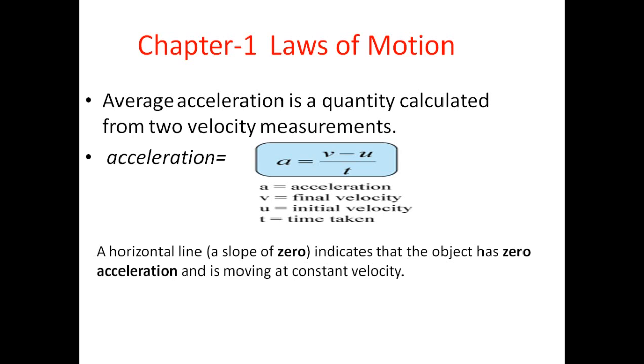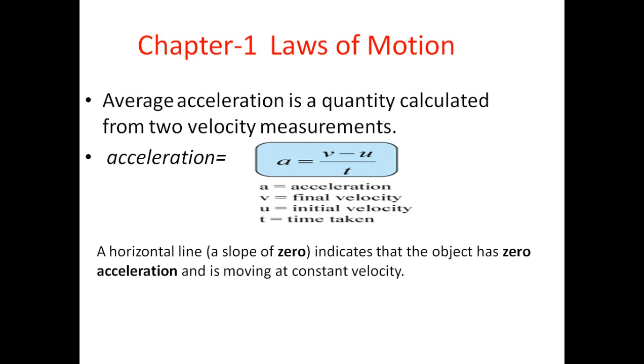Okay, so average acceleration is a quantity calculated from two velocity measurements. Acceleration is equal to v minus u by t. When we find the average velocity, what we do is take the initial velocity and final velocity, add them, and divide: v plus u by 2.